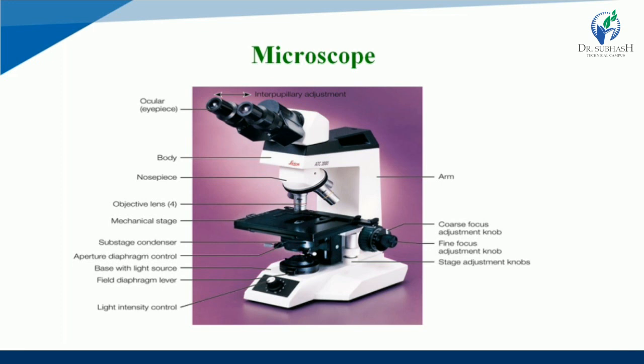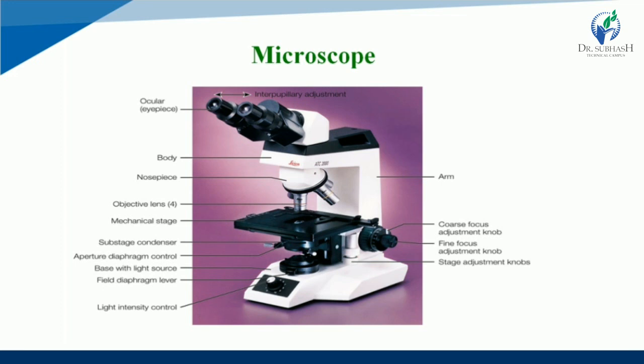Below body tube, nose piece is present. So what is the role of nose piece? It is fitted at the base of the body tube and holds different objectives with different magnifying powers, like 10x, 40x, 100x, etc.